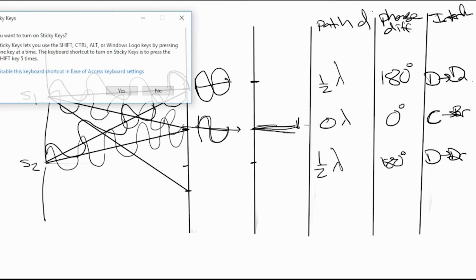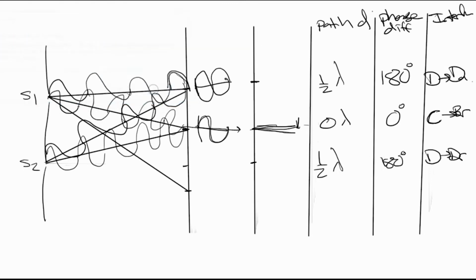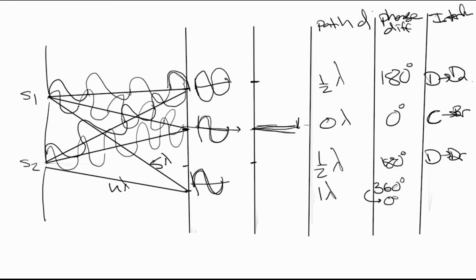Taking this point now, I'm drawing another line from S1. I'm not going to draw any more waves here, but basically from this side you might get say 5 lambda, and from this side you're going to get 4 lambda. So you have a phase difference of exactly 1 lambda. So they're back in phase again. The phase difference is 360 degrees, which is effectively back to 0 degrees. So you get constructive interference, which is basically a bright spot again.